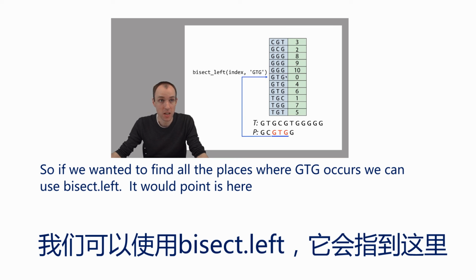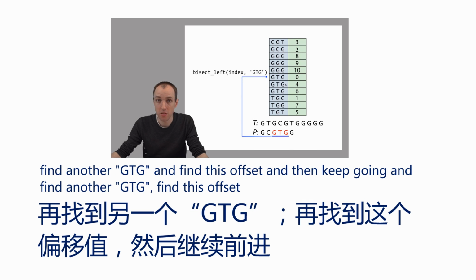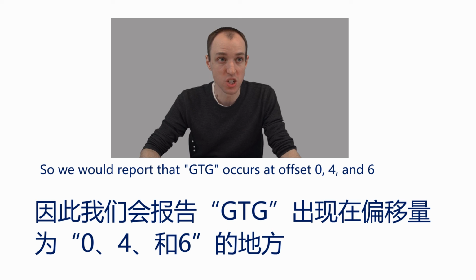It would point us here, and then we could look up this offset and then keep going, find another GTG and find this offset, and then keep going and find another GTG and find this offset. So we would report that GTG occurs at offsets 0, 4, and 6.